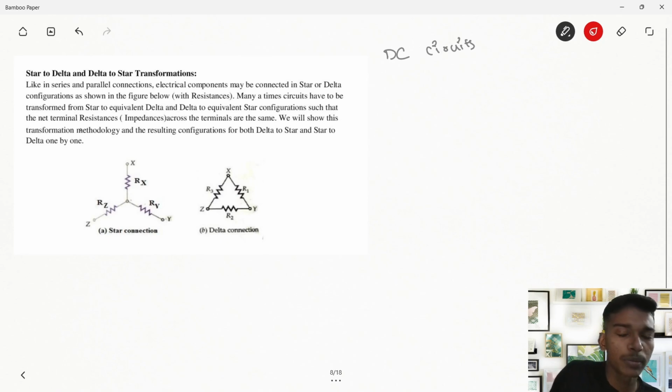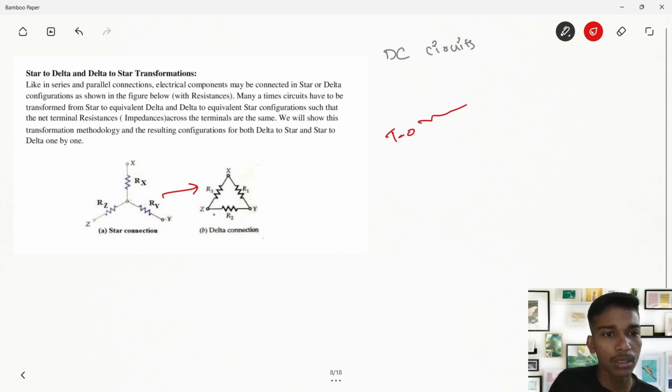What is meant by star? This is the star configuration. If in a question we are asked to convert this star configuration into this delta configuration, we have some formulas. And if the question gives this delta configuration and asks to convert it into a star configuration, we have some other formulas. I'm not going to derive those formulas in this lecture. I'm going to directly give you the formulas. Just learn them by heart and remember them. That's it. Your work will be done.